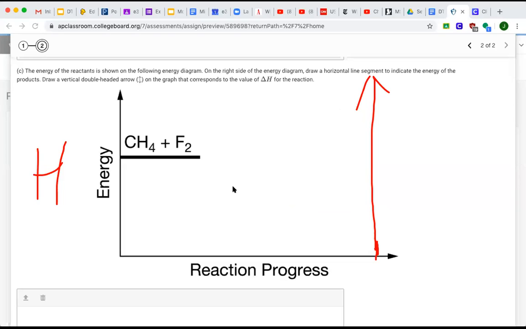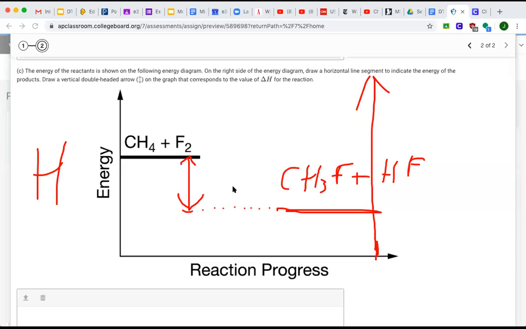I'm just going to draw it a little more neatly. So right there is where you'd have your CH3F plus HF. And then your double-headed arrow would be like this, dot, dot, dot, dot, dot, dot, dot, like that. And that would correspond to -484 kilojoules. That's what you would have there.